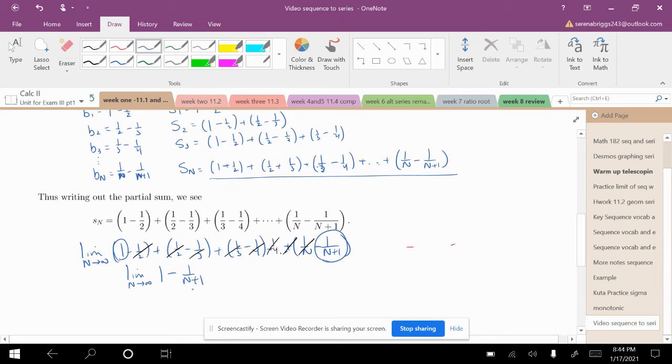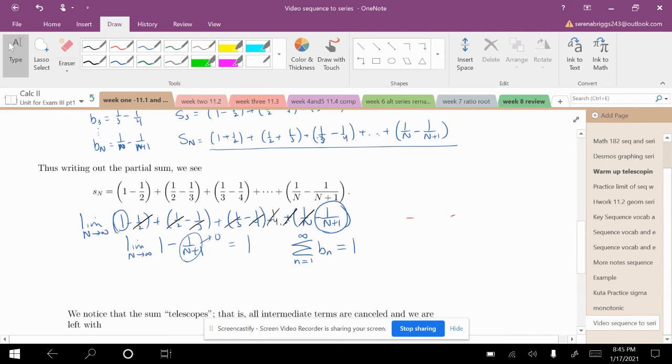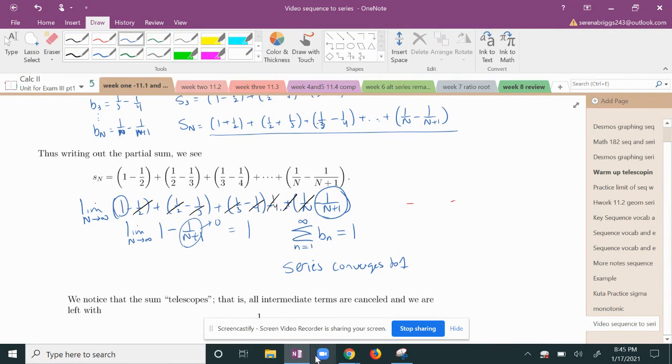Now, if n is approaching infinity, this piece right here is going to 0. So that limit will go to 1. That means that the infinite sum from n equals 1 to infinity of b sub n converges to 1. The sequence of partial sums, and thus the series, converges to 1. Let's take a look at this in Desmos and see if it checks out.